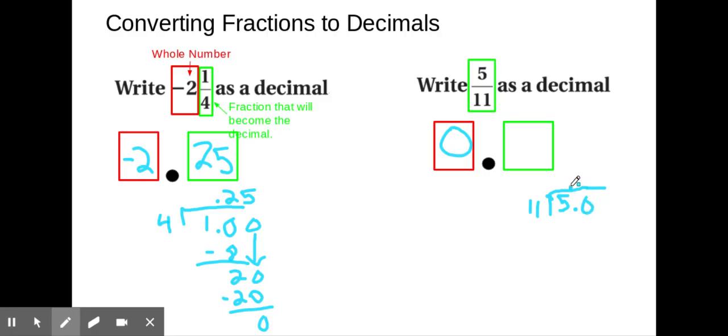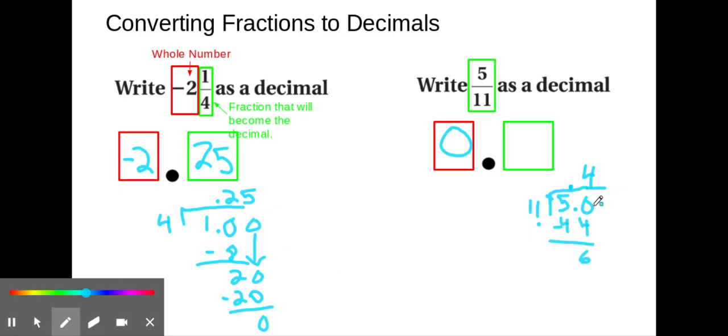This one's hard to see. I'll put it bigger. All right. So how many times does 11 go into 50? Well, 11 goes into 50 4 times. And 4 times 11 equals 44. So I'm going to subtract 44 from the 50. And that equals 6. So once again, I need to bring down another 0.